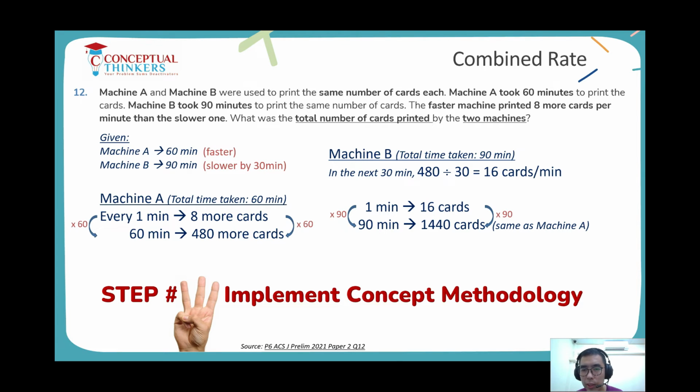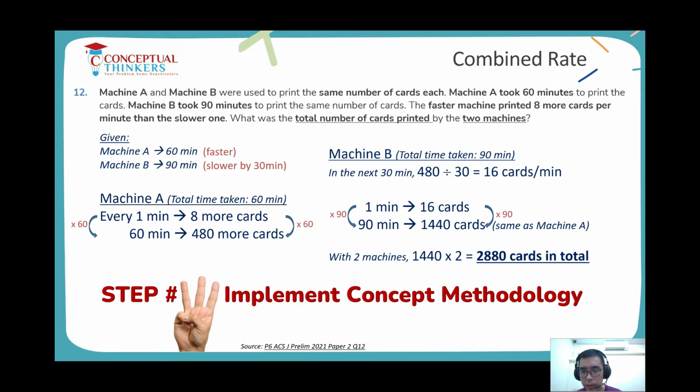We know that 1 minute will contribute 16 cards, so 90 minutes will contribute 1,440 cards, and it must be the same number of cards for machine A that is used to print for 60 minutes, right? To get the total number of cards printed by the two machines, we just need to take 1,440 multiplied by 2 to get 2,880 cards in total. So this will be the answer for this question.